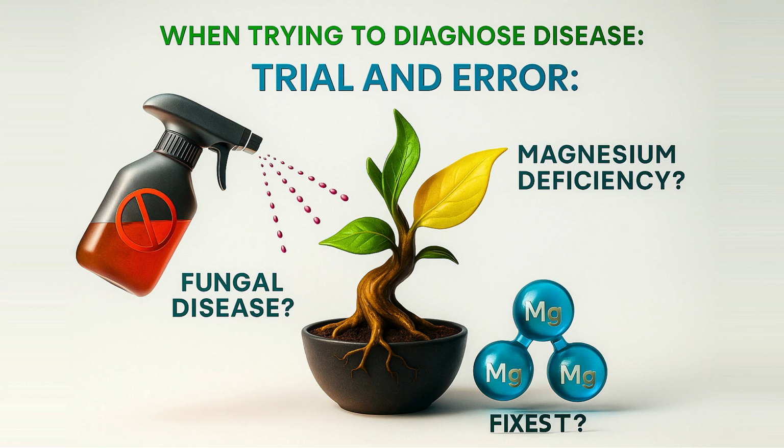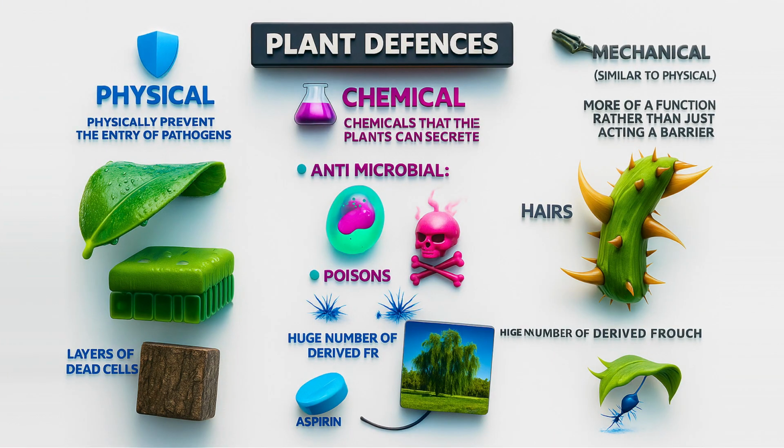Now that we have covered symptoms and diagnosis, we need to look at how plants defend themselves against diseases. These defenses fall into three broad categories, which are physical defenses, chemical defenses, and mechanical defenses. Physical defenses are structural barriers that physically stop pathogens from entering the plant.